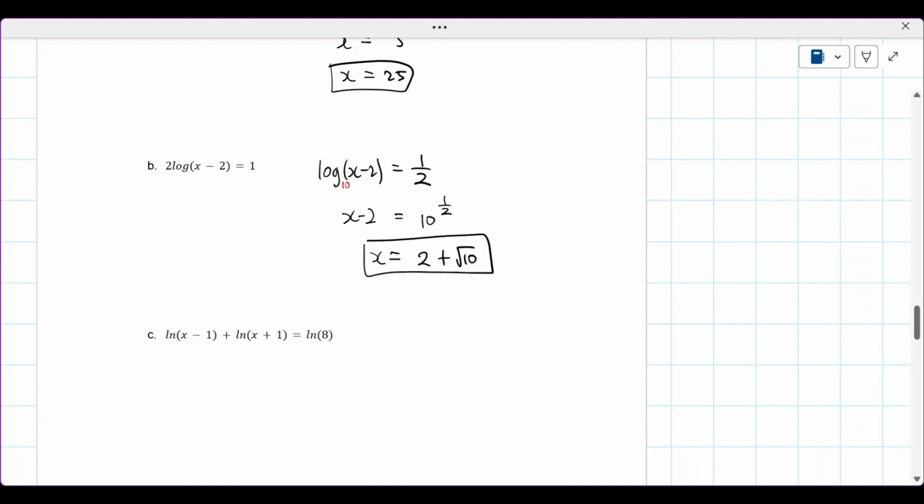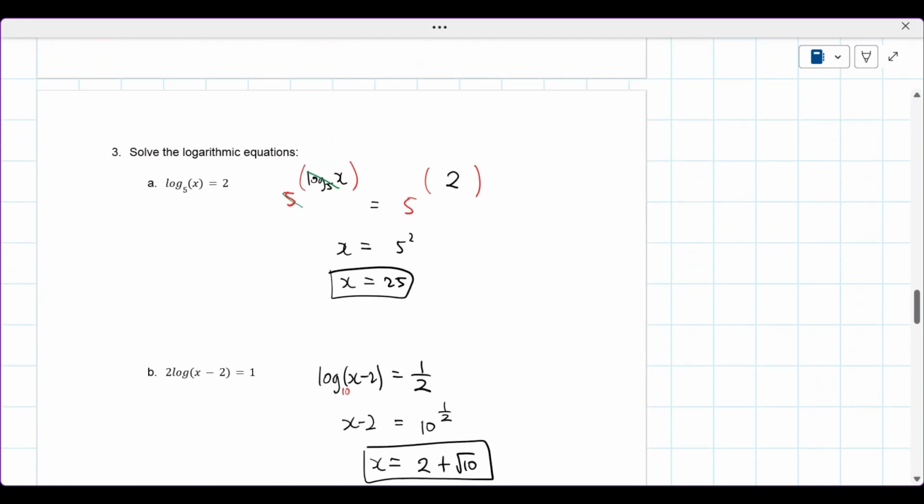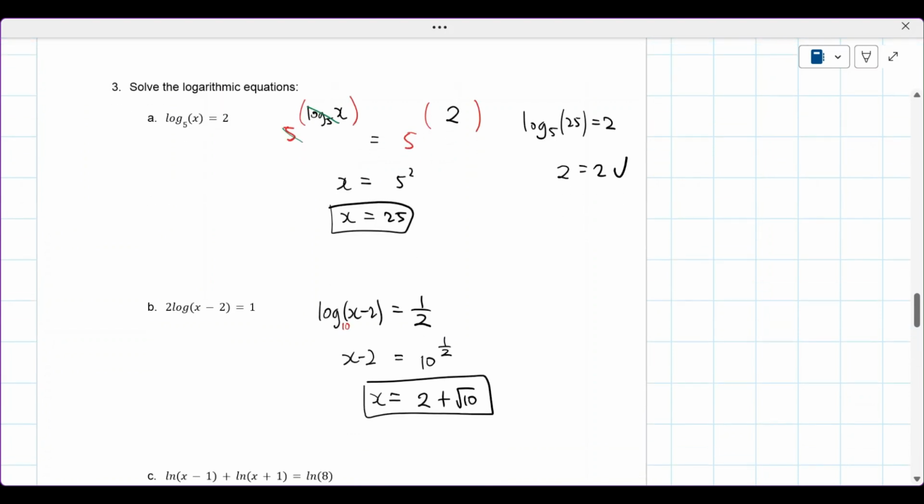That's my final answer. Oh yeah, sorry, I forgot to check the answers here. So now let's go back and check. Log base 5 of 25 equals 2. And I can go to the calculator to check that. Log 25 divided by log of 5. And indeed, it's 2 equals 2. So yes, it is the right answer.